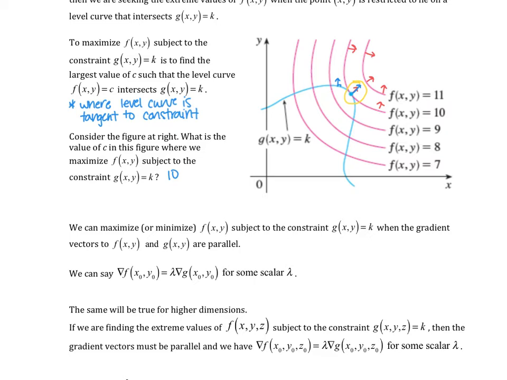So what do we know about parallel vectors? They are equivalent to each other by some scalar. So we can say that the gradient of f, our level curve, is equal to the gradient of g, that constraint curve, at some point x naught, y naught, where the gradient of g is multiplied by some scalar. This Greek symbol right here is lambda.